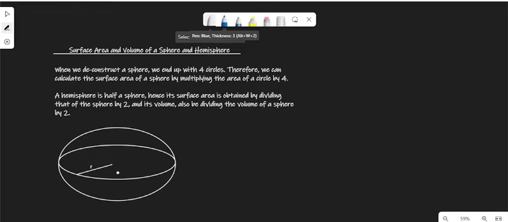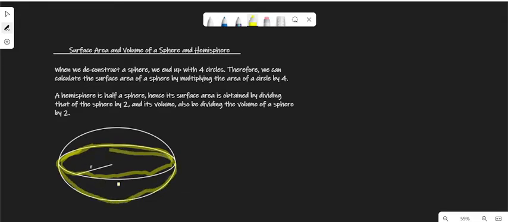So to get the surface area, when we deconstruct a sphere, we end up with 4 circles. Let me see if I can highlight that here. If I trace this circle like this, this is one circle. Again, I can trace this one like this to form another circle.